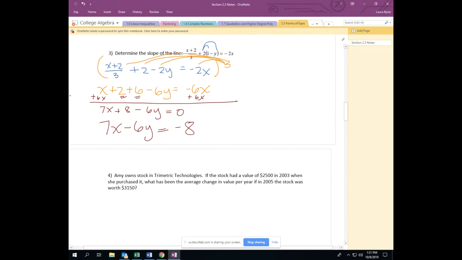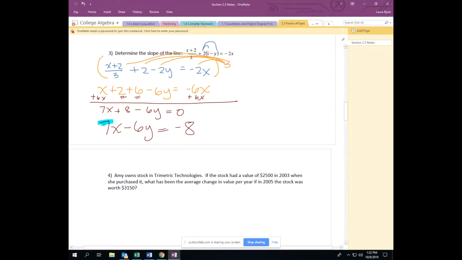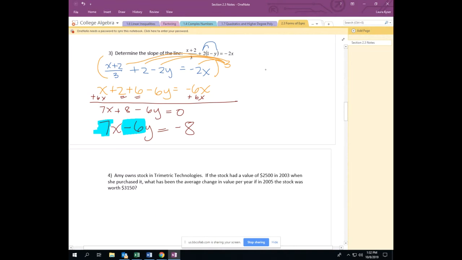So now we have our standard form equation. We've got our A term here. B term is here. It does not include the variables, just the numbers. And now we can set up our ratio. So the ratio for slope in standard form is m equals opposite of A over B.